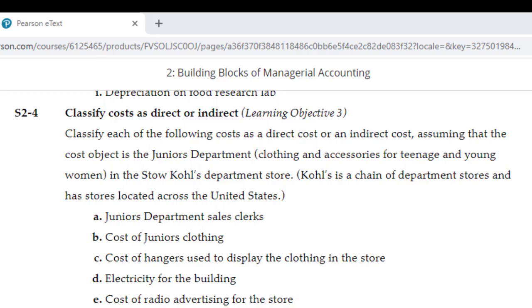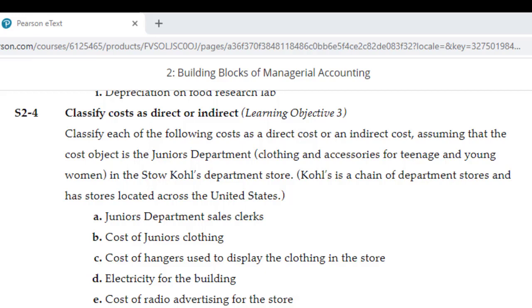Same with D, all the electricity in the building. Let's say they spent $10,000 on electricity for one month. How are we going to allocate part of that to the Juniors department? That is an indirect association, because it's not like they have their own electrical circuit board just for the Juniors department, and the electrical company just sends a bill to the Juniors department. They send a bill to the entire store, and now we're going to have to split it up. And whenever you have that indirect association, they call that an indirect cost.